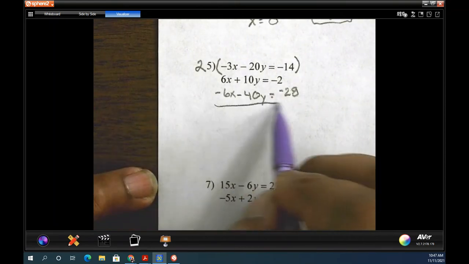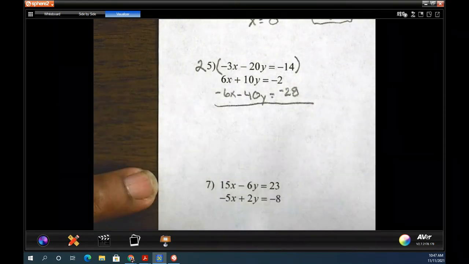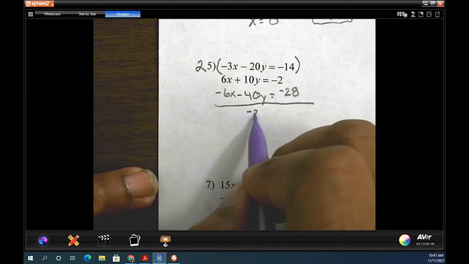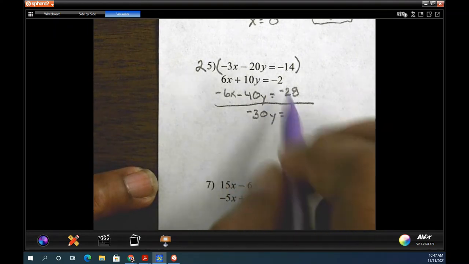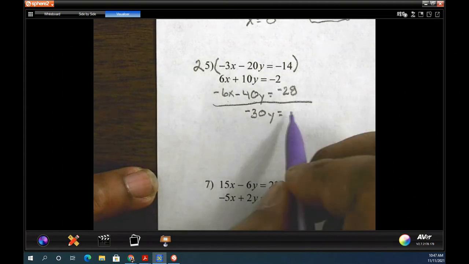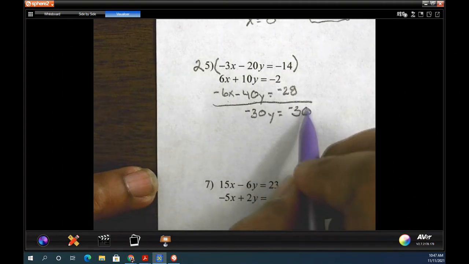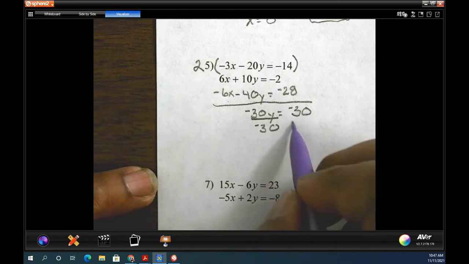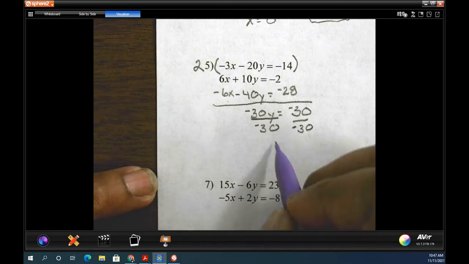I get all of that. Now, 6x minus 6x, 0. 10y minus 40y is -30y. -2 minus 28 is -30. Divide both sides by -30. Y equals 1.